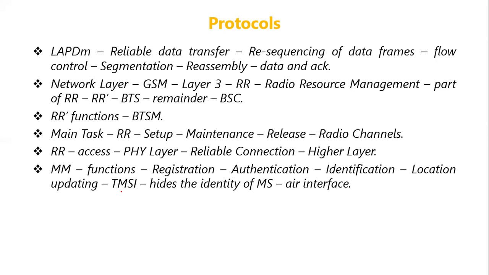When the user is communicating with another user over the radio interface, over the air interface, at that time the mobile station will be identified using a temporary number. That temporary number is called TMSI, temporary mobile subscriber identity. At that time, IMSI will not be used. IMSI is international mobile subscriber identity. This is done to hide the user identity.